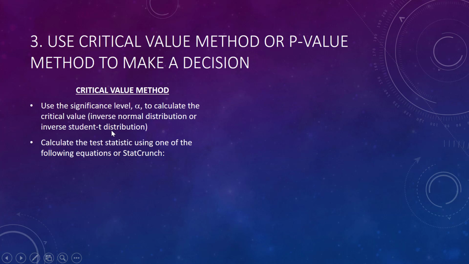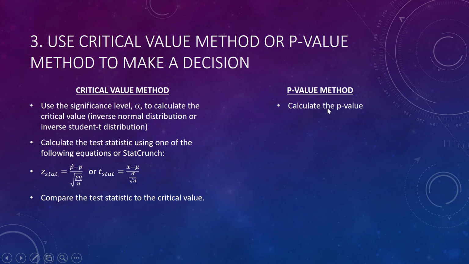Once you have the critical value, you then proceed to calculate the test statistic, either using one of these equations, z-stat or t-stat, or using StatCrunch. Lastly, you compare the test statistic to the critical value. In the p-value method, you calculate the p-value. You can do this again either using hand calculations such as these and the inverse normal or the inverse student t distribution, or you can use StatCrunch to calculate the p-value. Once you calculate the p-value, you compare it to the significance level alpha given in the problem.